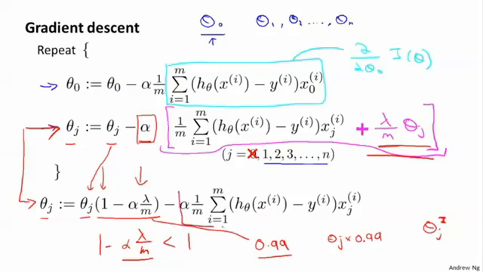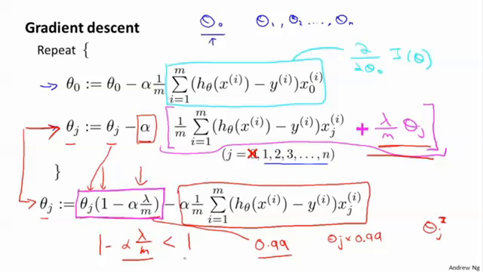And then after that, the second term here is exactly the same as the original gradient descent update that we had before we added all this regularization stuff. So hopefully this update makes sense. When we're using regularized linear regression, on every iteration we're multiplying theta j by a number that's a little bit less than 1, so we're shrinking the parameter a little bit, and then we're performing a similar update as before.